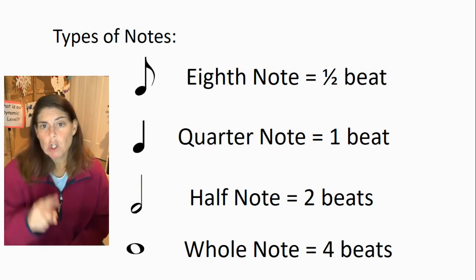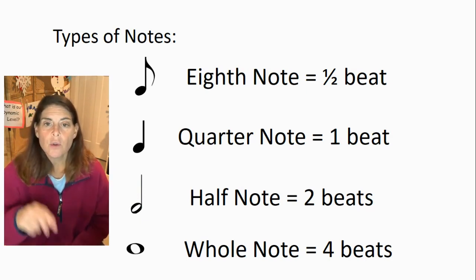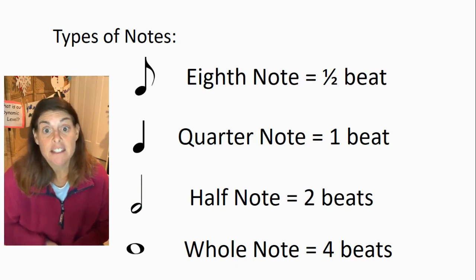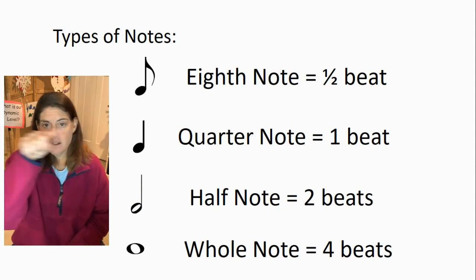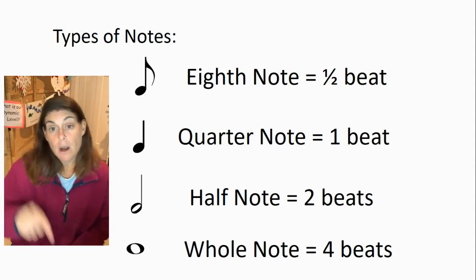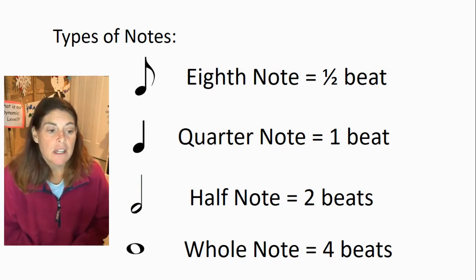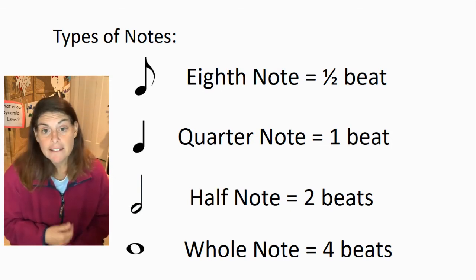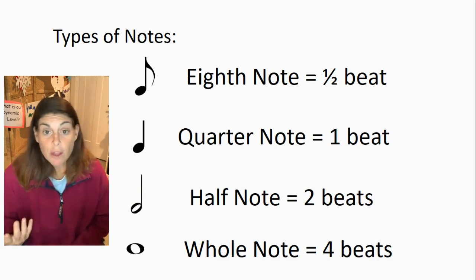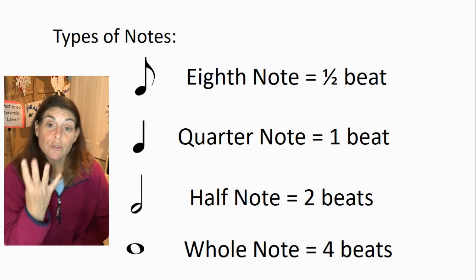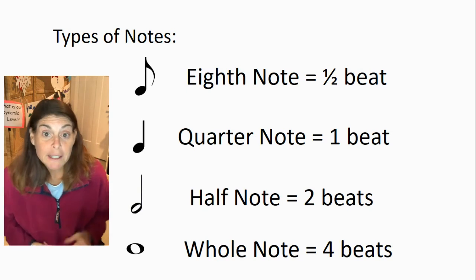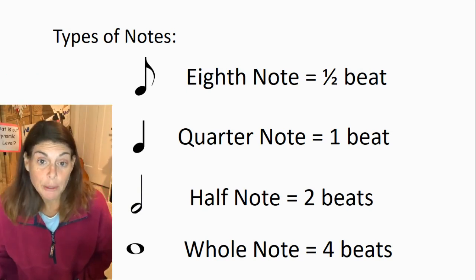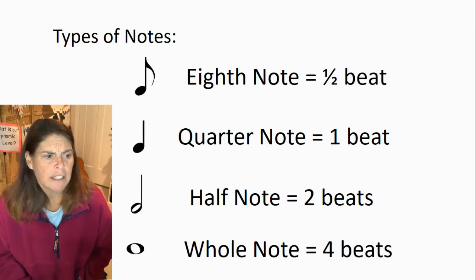One single eighth note equals only half a beat. That's why it takes 2 eighth notes to equal 1 whole beat. So you see them tied together or grouped together or barred together at the top. The quarter note equals 1 beat, so that's easy. The half note equals 2 beats, so that's easy. And the whole note equals 4 beats. So really, if you just put 1 whole note in a measure, you've completed 1 whole measure. Super easy. Let's move on, shall we?